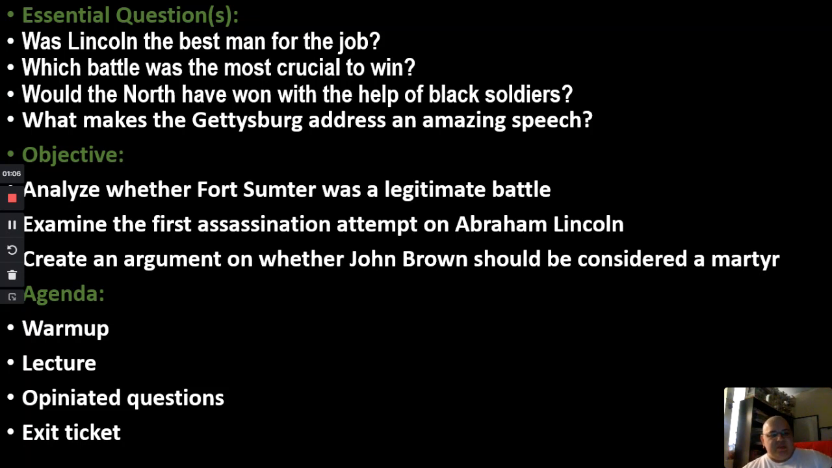Today's lesson, we're going to analyze whether Fort Sumter was a legitimate battle. And then we're going to examine the first assassination attempt of Abraham Lincoln. He's not even president yet, and people are already trying to kill him. And then we're going to create an argument on whether John Brown should be considered a martyr.